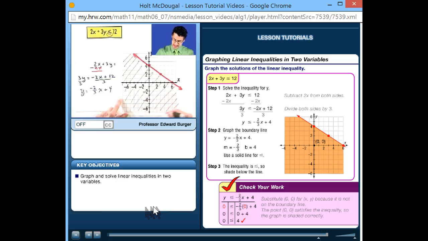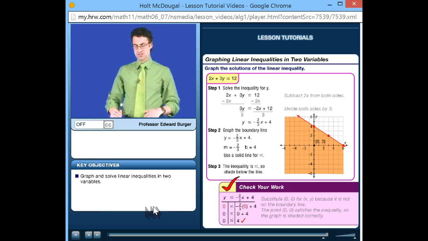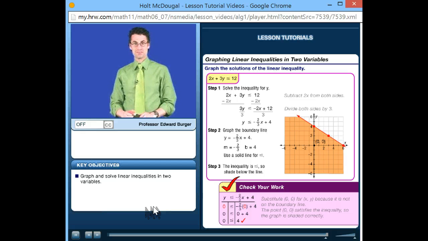And so what does that mean? It means that any point in this orange region, any point at all that you pick, x, y, that are in that orange region, they will be solutions to this inequality. Lots of solutions. In fact, a half plane worth of solutions to this linear inequality. Pretty cool.